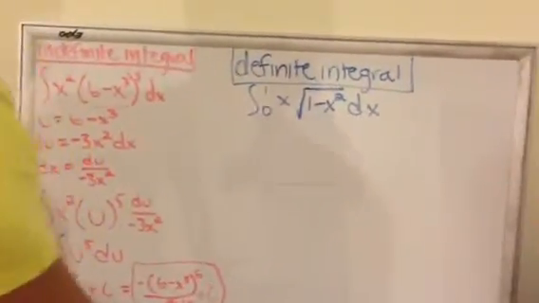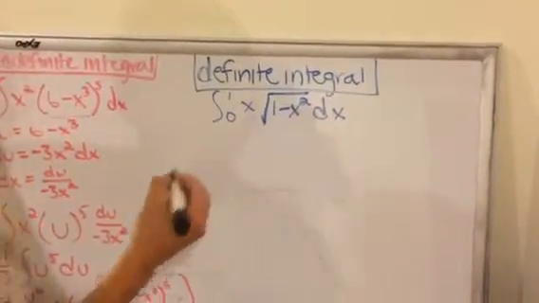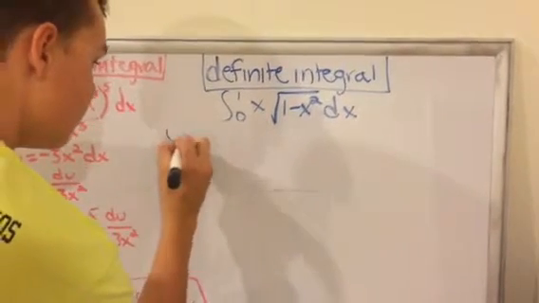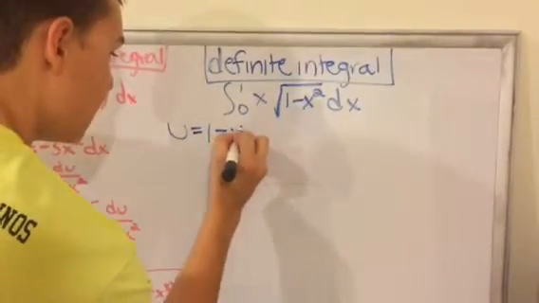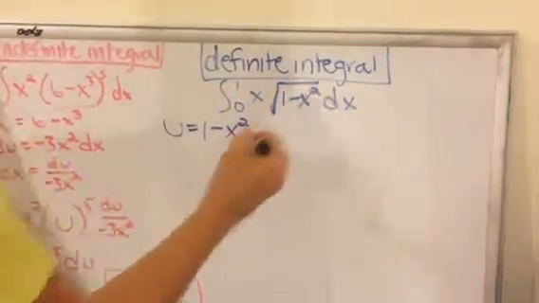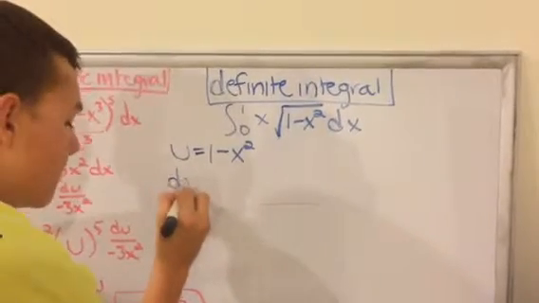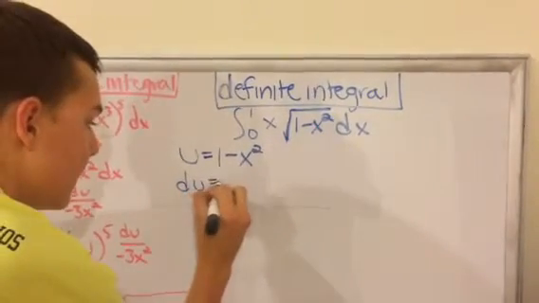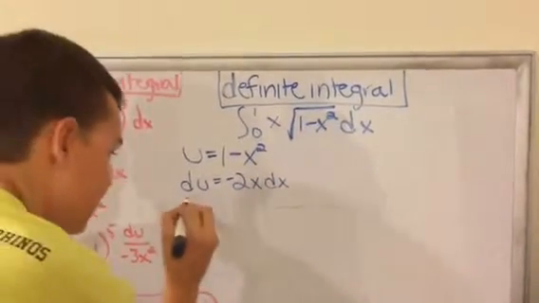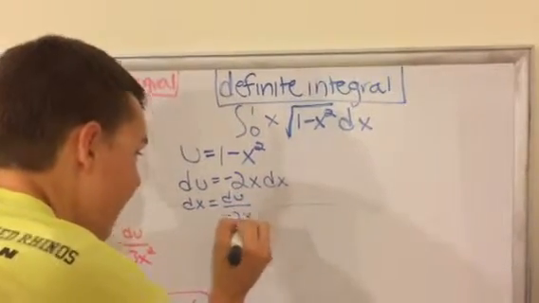So the definite integral is different. We would work this differently. In this case, we would still find our u, which would be u equals 1 minus x squared, because that's under our radical. Then du would equal negative 2x dx, making dx equal to du divided by negative 2x.